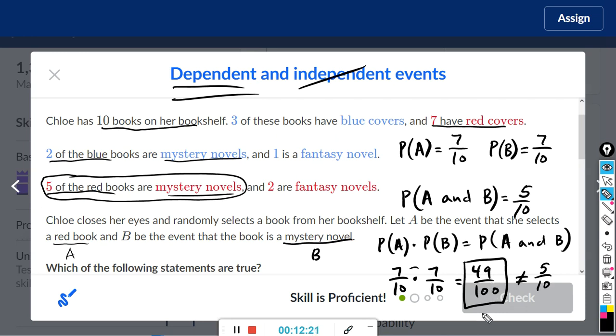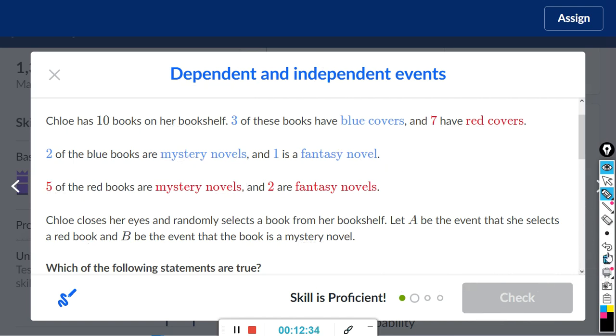49 over 100 is 0.49. And 5 over 10 is 0.50. So those are not equal. So this statement is not true. The events are not independent. All right? So let's go to our answers.